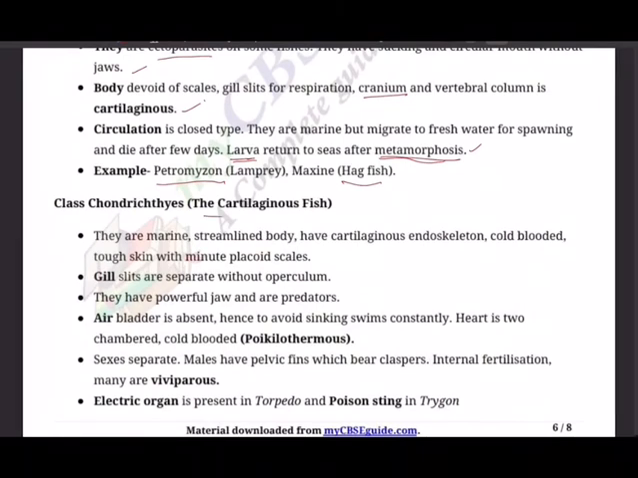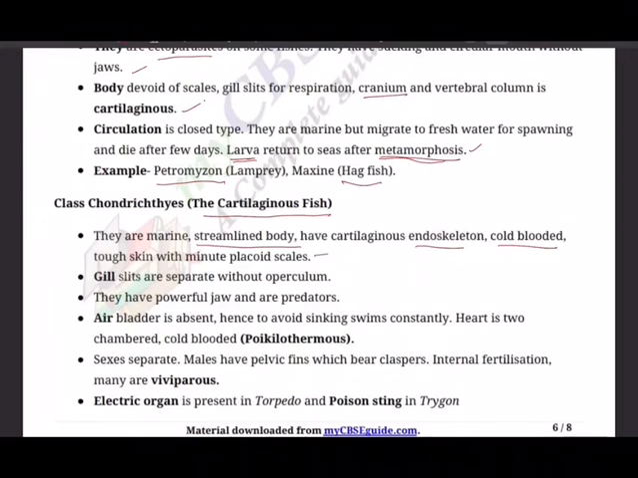Chondrichthyes is cartilaginous fishes, fishes having cartilage. Marine, with a streamlined body. That's why when you are jumping into the swimming pool, you make your body as linear as possible so that resistance from water will be less. They have a cartilaginous endoskeleton. So first time endoskeleton has come. Cold-blooded, tough skin with minute placoid scales.